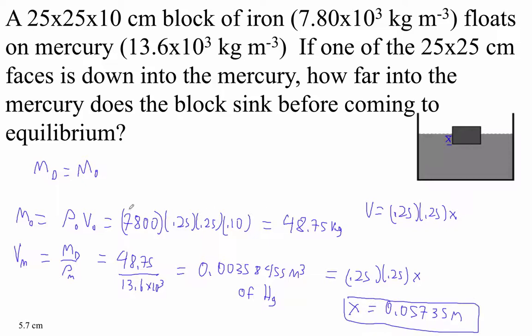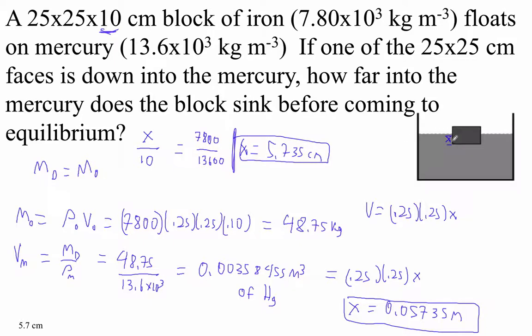Now, you're asking yourself, gee, this is a lot of steps. Is there an easier way to do this? Remember, that distance is a fraction of the total distance, which is 10. The 10 could sink in by the ratio of the density of the object to the density of the fluid. Try it. We'll go 10 times 7,800 divided by 13,600. Hey, I got x is equal to 5.735 centimeters. So that's always true.